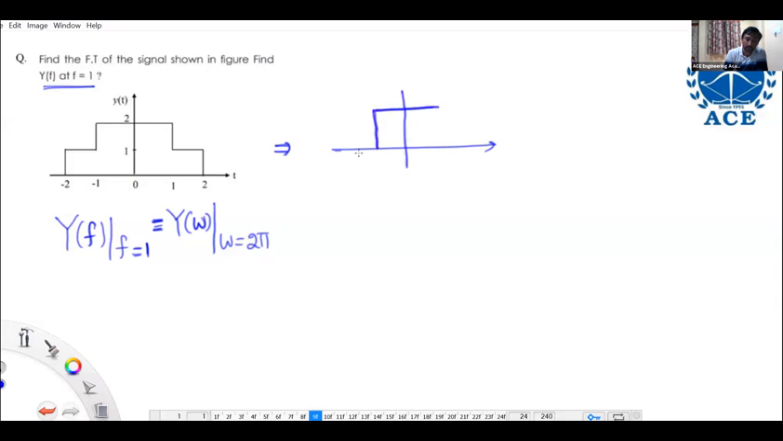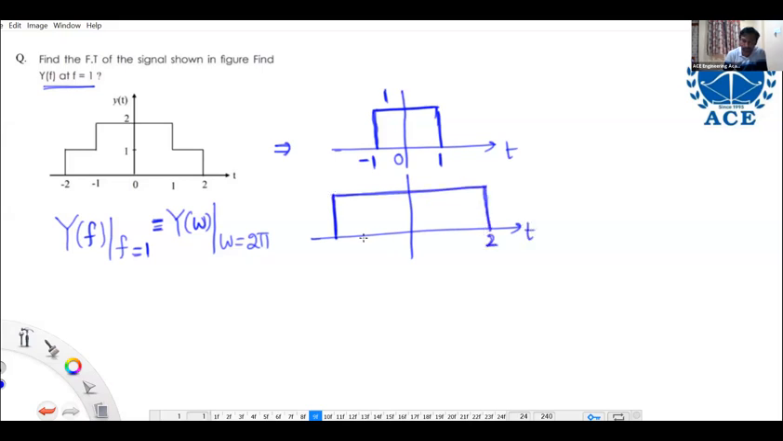Take one rectangle from -1 to 1 with amplitude 1. Another rectangle from -2 to 2 with amplitude 1. Addition of these two signals is our y of t signal or not.